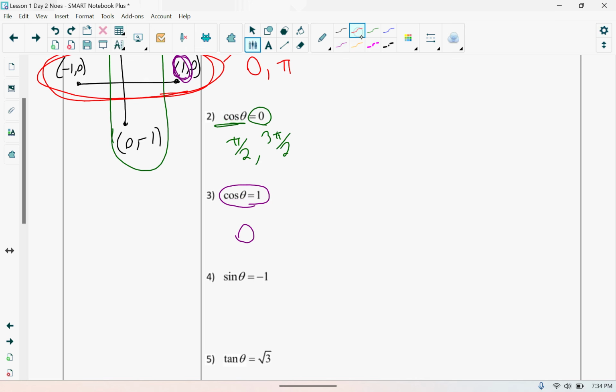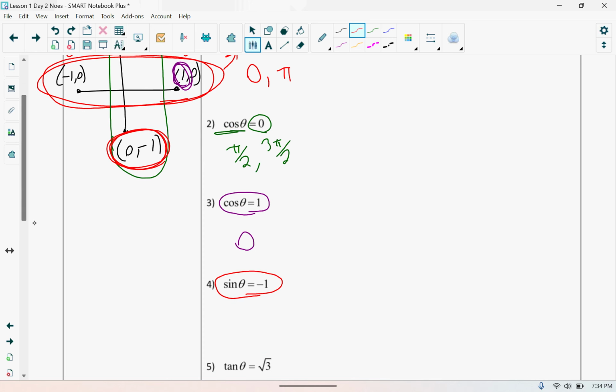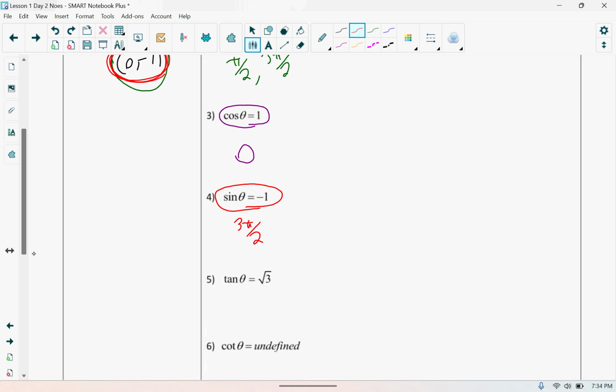Okay, let's go down here. Again, I'll do it in a different color. When sine of theta is -1. Okay, so I'm looking where my y value now is -1. So right here, so that's going to be 3 pi over 2. Normally we would say 270, but because we're dealing with radians, it's going to be 3 pi over 2.